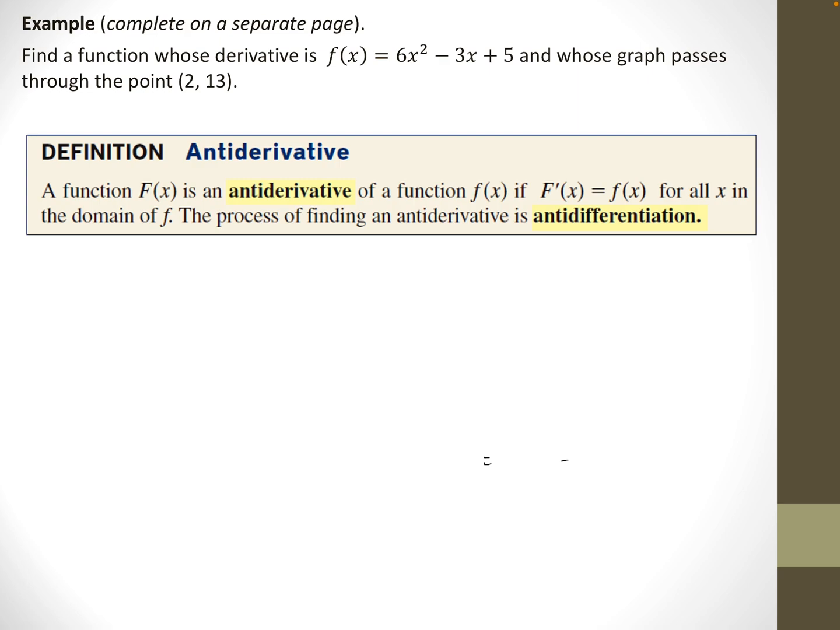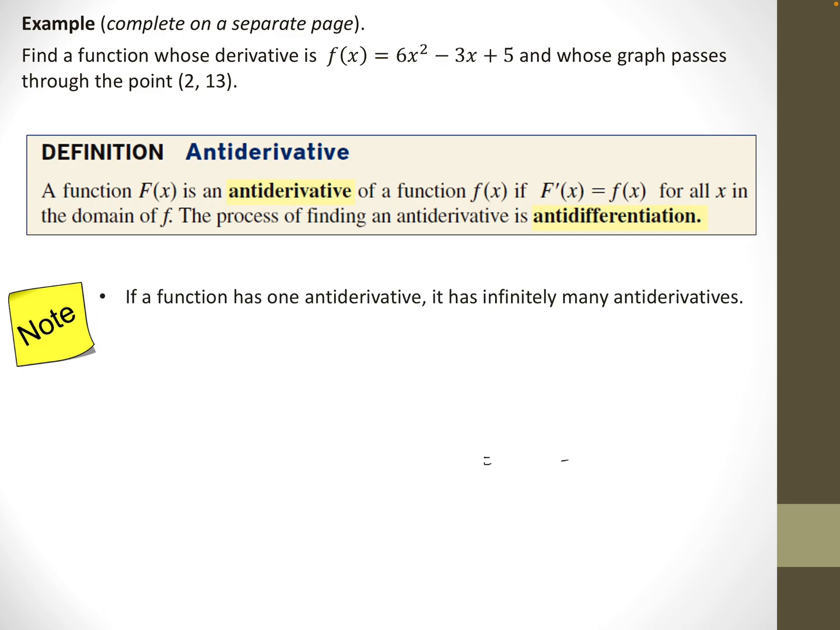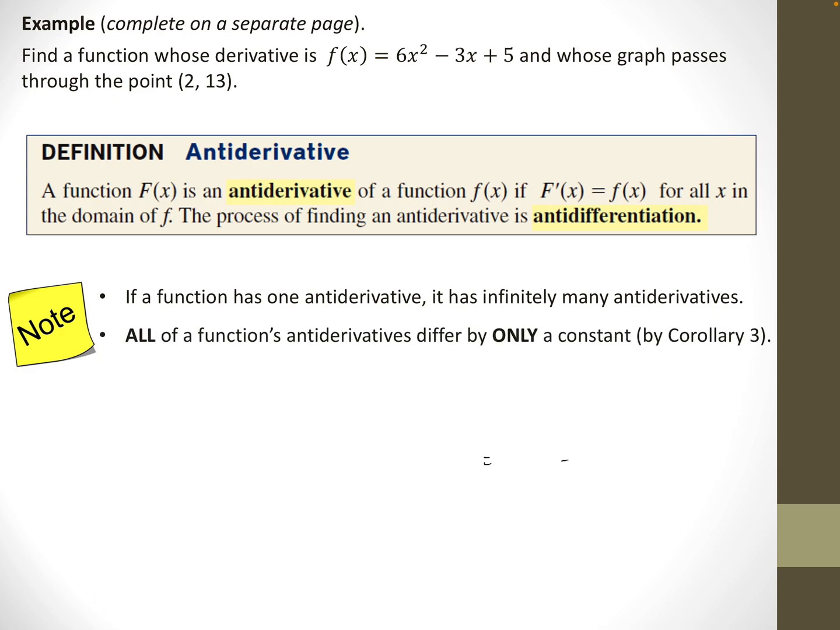So, antiderivative. A function capital F at x is an antiderivative of f at x if the derivative of your capital F function is the original function for all x. The process of finding an antiderivative is called antidifferentiation. So, if a function has one antiderivative, it has an infinite number of antiderivatives. We can always add a constant there.